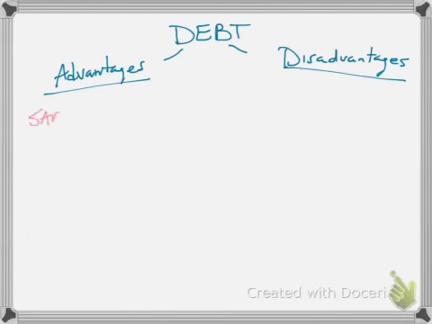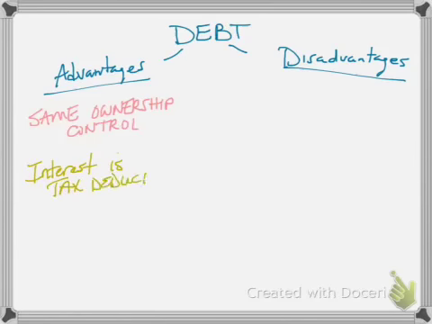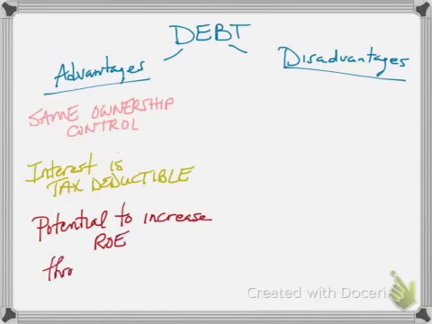Well, debt, so liabilities. Some of the advantages: you're not going to have a change in the relative percentage of ownership control when you borrow. Also, interest is tax deductible, so that's a good thing. And there is a potential to increase ROE, which stands for return on equity, through leverage. Leverage is a fancy way of saying that through borrowing we can actually increase our return on equity.